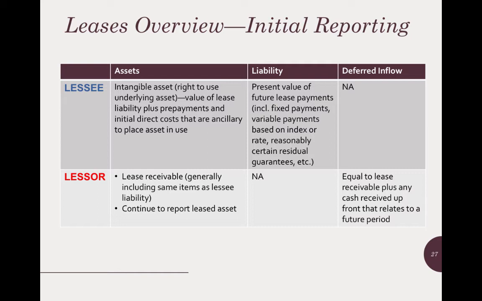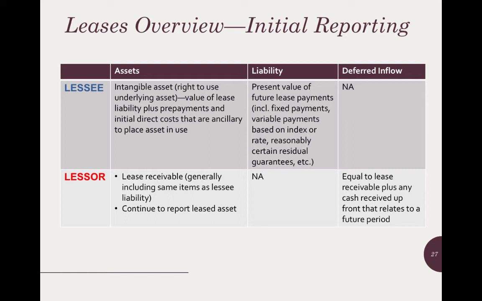The long-term liability that they're reporting that balances off here is the present value of the future lease payments. And there's an awful lot of detail in Statement 87 about how to deal with various types of payments, like fixed payments and variable payments and so on. But the idea here is very similar to the way the capital leases were reported in the past, basing the amount of the liability on the present value of future lease payments.